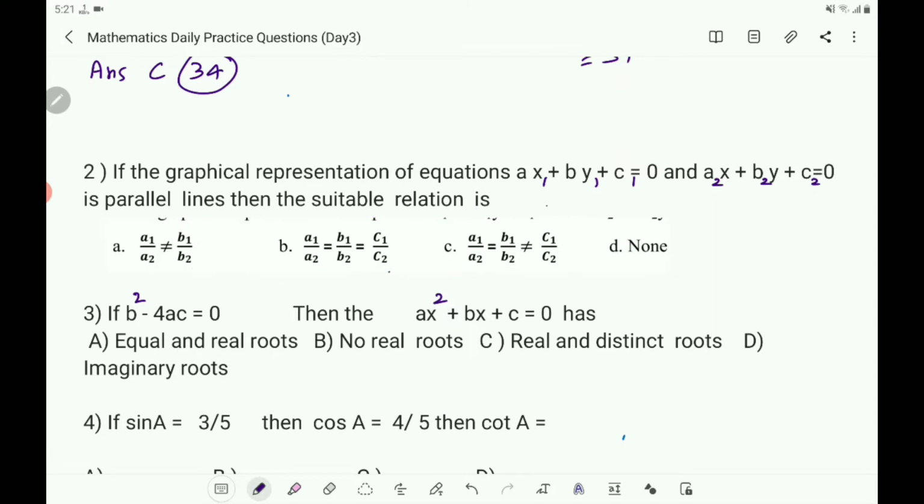You know that if the graphical representation of the pair of linear equations is parallel lines, then the two lines have no solution. There is no solution for them. So you can have the relation a1 by a2 equals b1 by b2 is not equal to c1 by c2. The third relation C holds good. So you write the answer. Answer C, a1 by a2 equals b1 by b2 is not equal to c1 by c2. That is the answer.